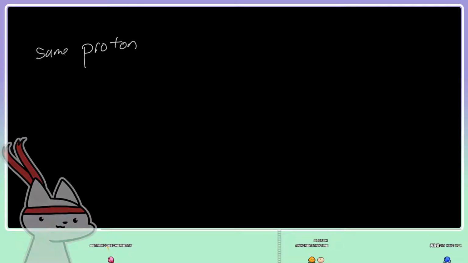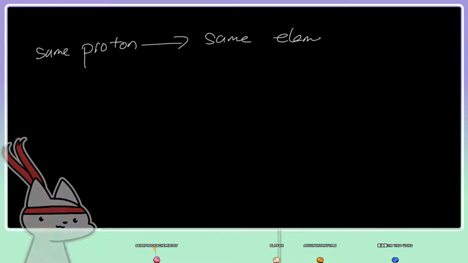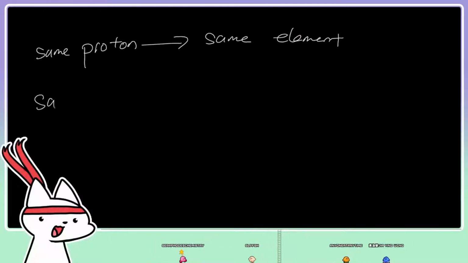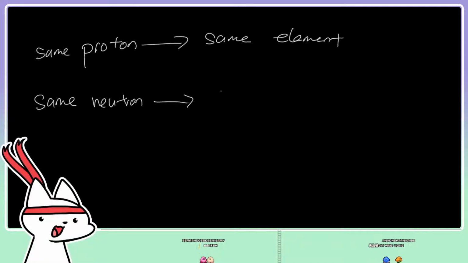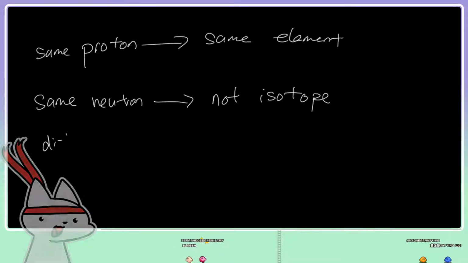So we have protons the same, same proton, that means same element. Then you have neutrons, same. If the neutrons are the same, it will be the same element and not an isotope, right? Because isotope means same proton, different neutron. However, it's different electrons.